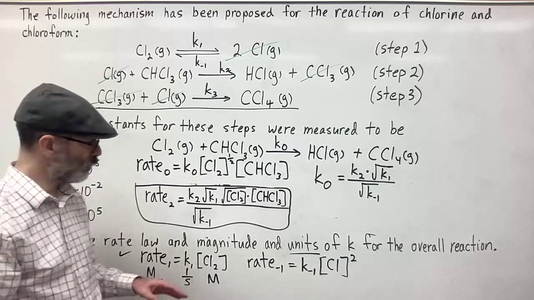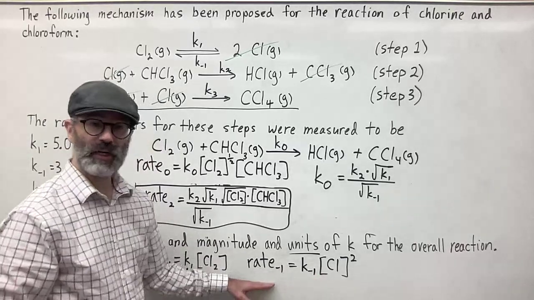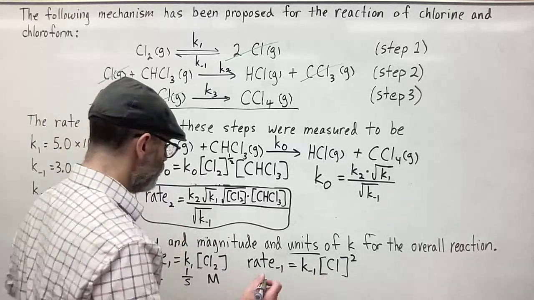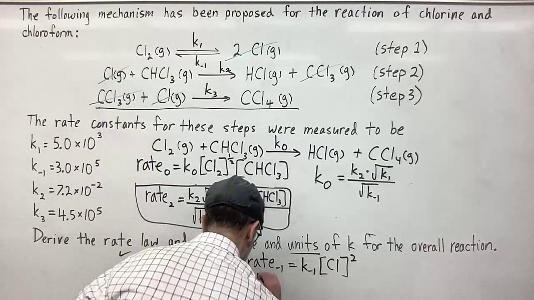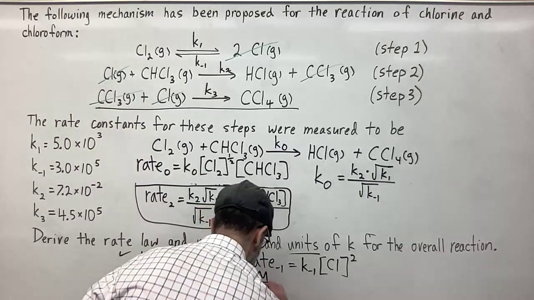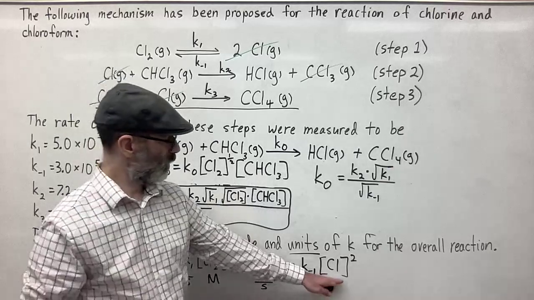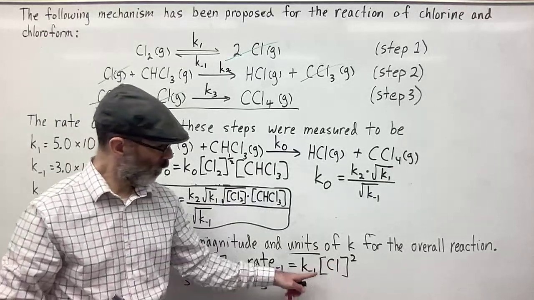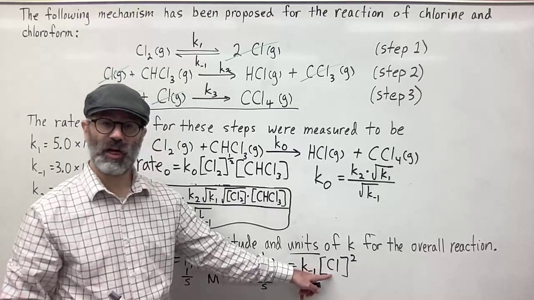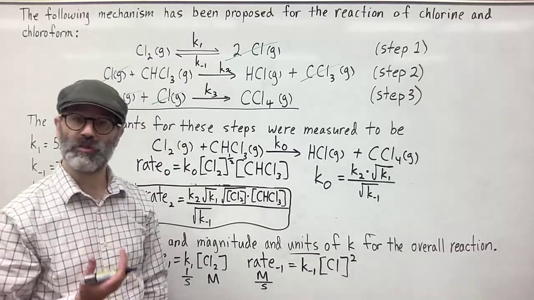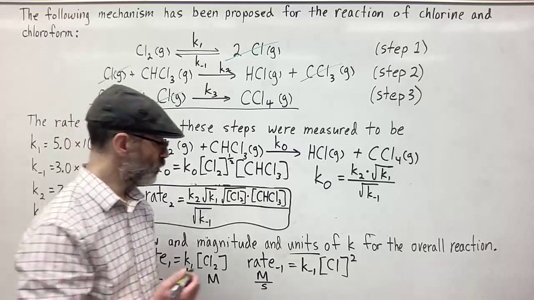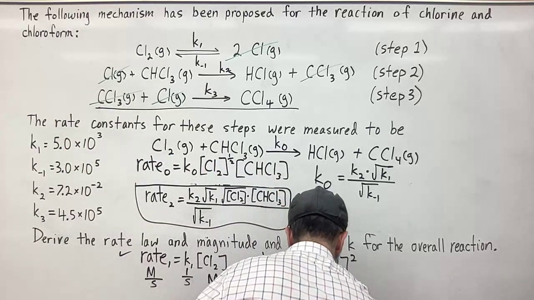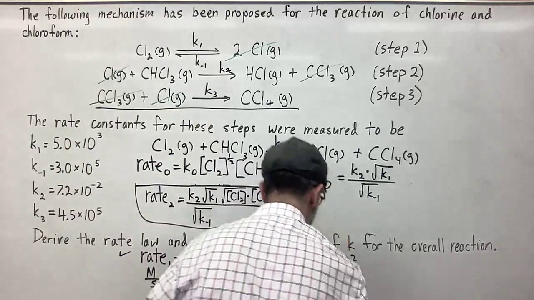I can now do the same thing for K minus 1, the reverse reaction. So again, rate is going to be molar over seconds. Here the concentration of Cl is squared. So if concentration is molar, then that's molar squared, molar to the second power. So that's going to be M squared.